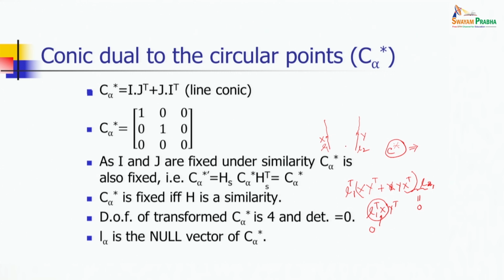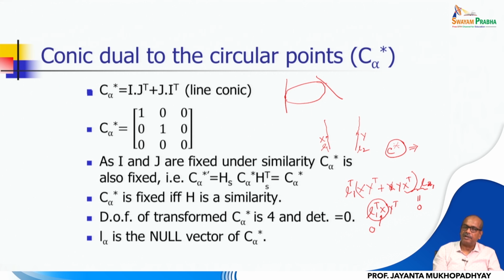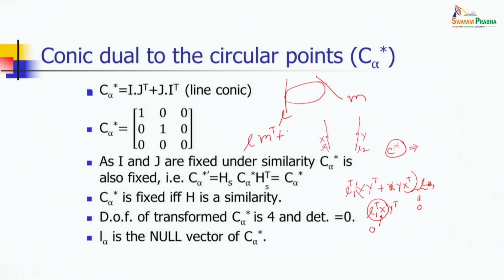So when we have 2 points, you can define a line conic. When you have 2 lines, you can define a point conic. That is the idea. If you have 2 lines, then the conic which is touching these 2 lines is the point conic. From there you can also define the point conic. So if I have 2 lines L and M, in the same way I can write L M transpose plus M L transpose, and that also will give me a degenerate conic. Again, a single point or a single line will also give me a degenerate conic.